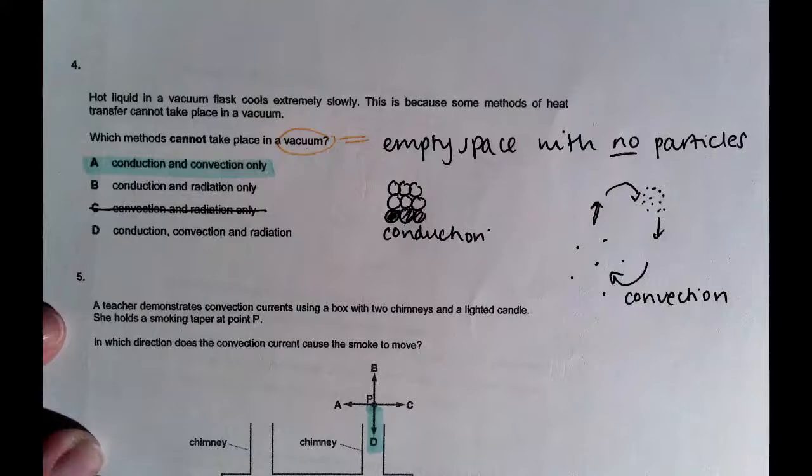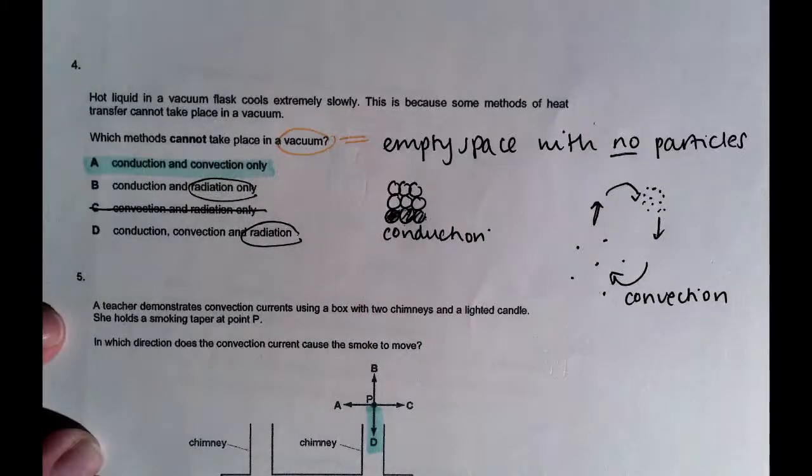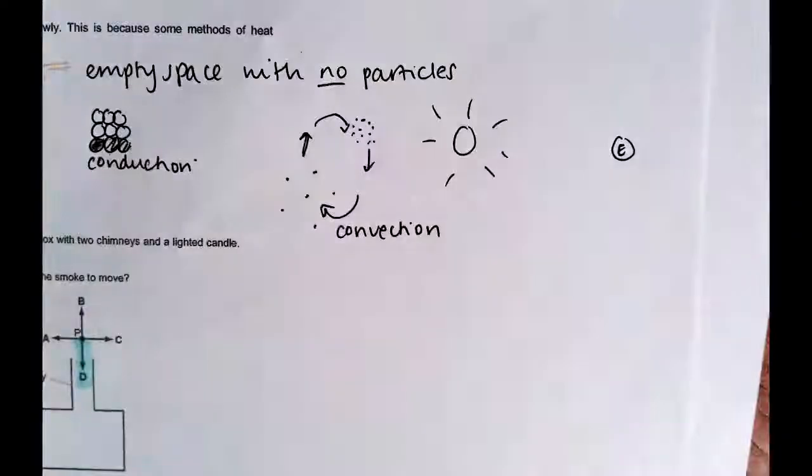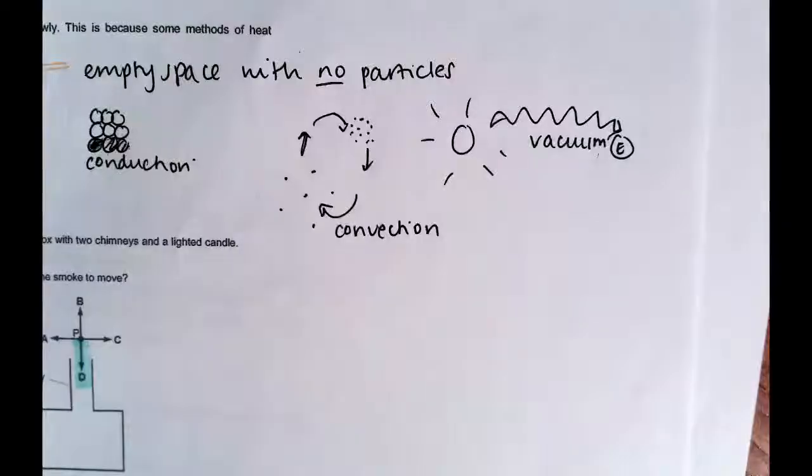But radiation, in the other two, we know can happen in a vacuum. That's how the sun delivers energy to us. So if this is the sun over here, and here's Earth, this space in the solar system is a vacuum. There are no particles there, but the sun still transfers energy to us. We warm up because of the sun.